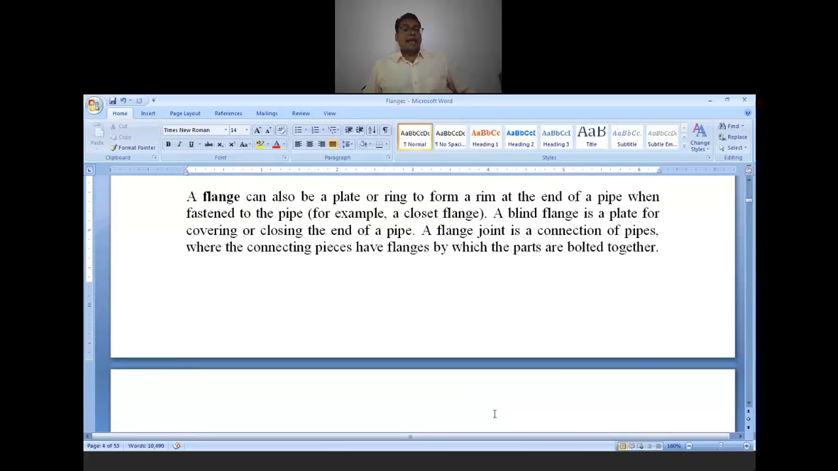Now basically a flange can also be a plate or a ring to form a rim at the end of a pipe when fastened to the pipe. Then there are blind flanges also. It is a plate for covering or closing the end of a pipe. There are different purposes, and depending on the purpose, the names are also provided.